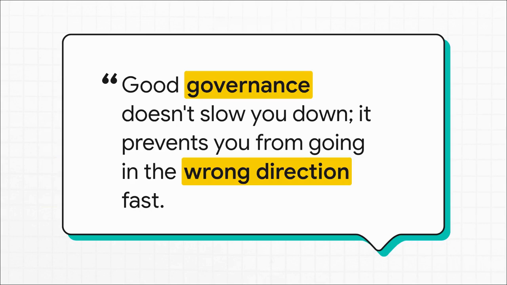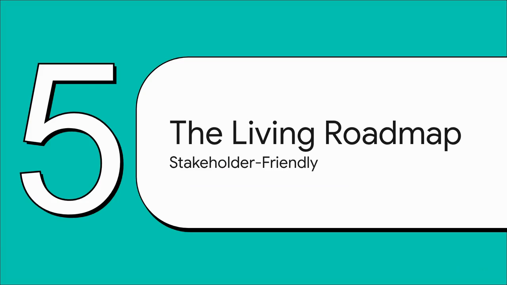And I love this quote because it sums up the point perfectly. Good governance doesn't slow you down. It prevents you from going in the wrong direction fast. It's not about bureaucracy. It's about putting up guardrails to make sure you stay aligned with the big picture goals of the migration. All right, let's get to our final section and see how all of this comes together into the ultimate deliverable, the living roadmap.